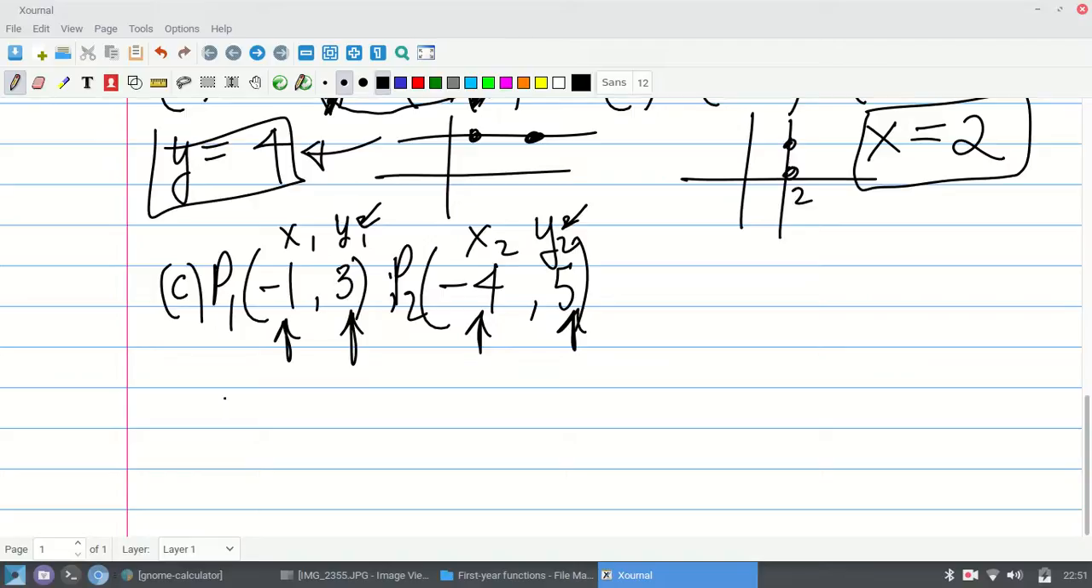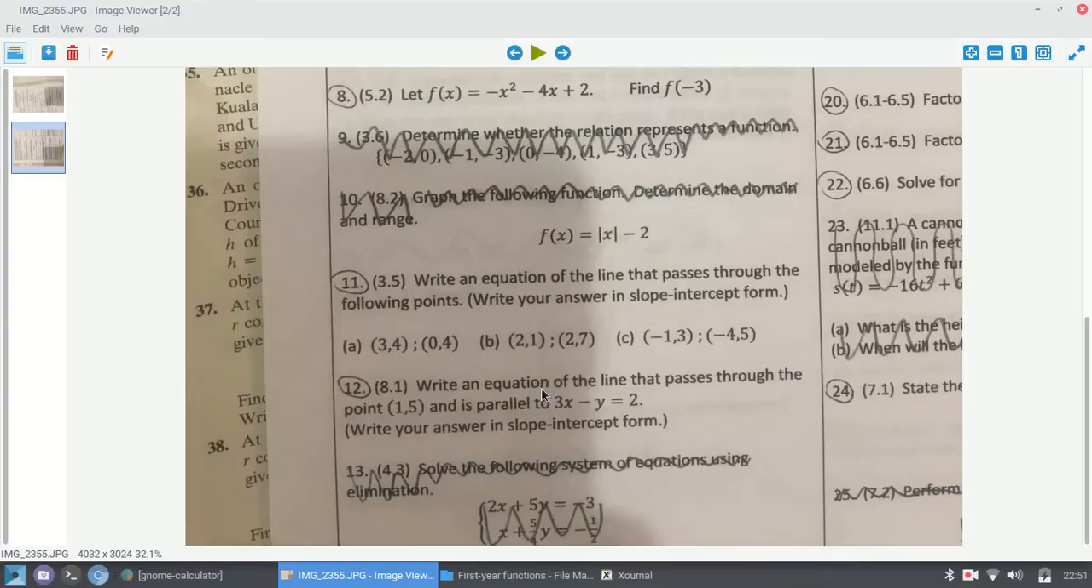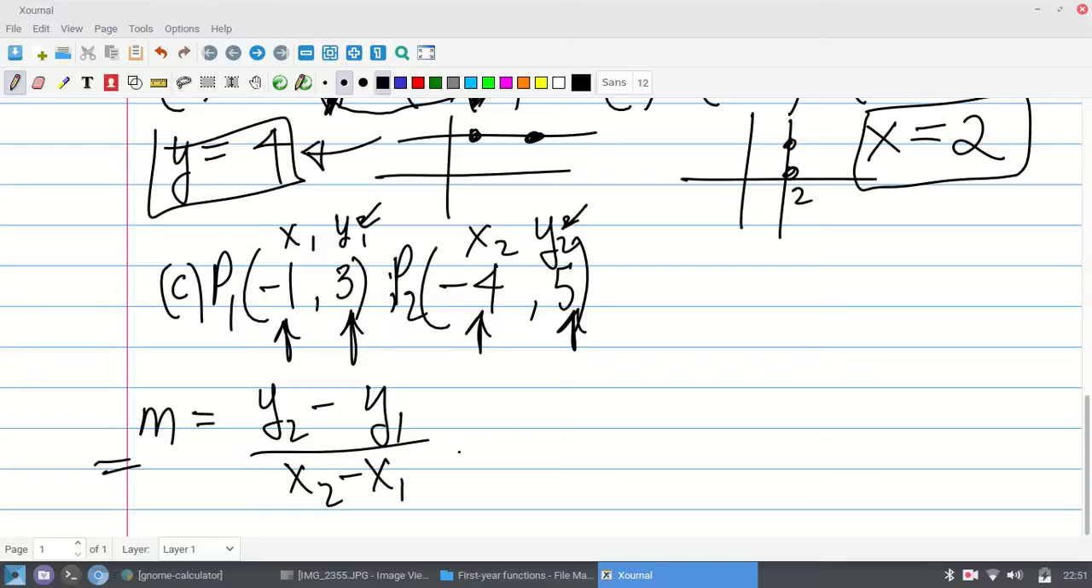So all I need to do is write down the slope equation. If it's going to be in the form y equals mx plus b, slope-intercept form, I have to use the equation of the slope, where m is the slope: m equals y2 minus y1 over x2 minus x1. So I've got to find the slope.